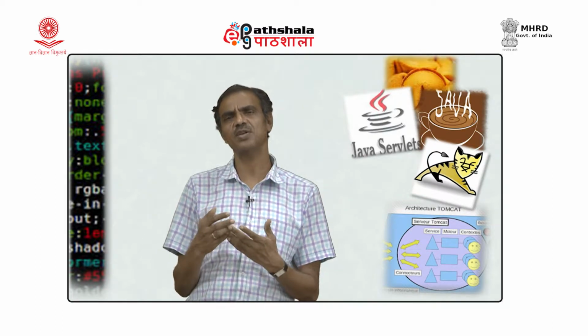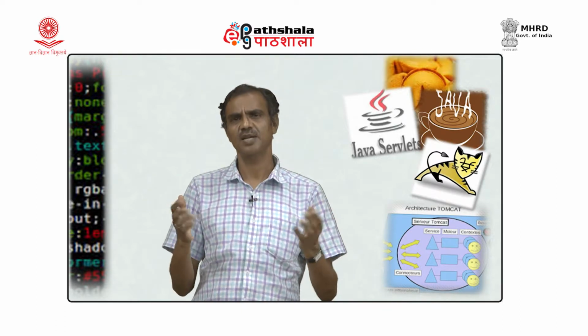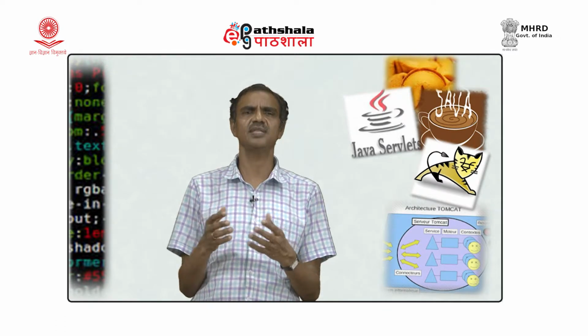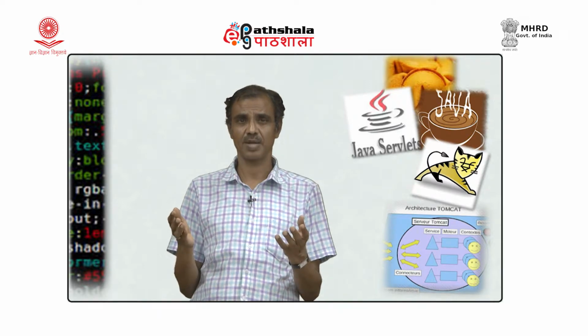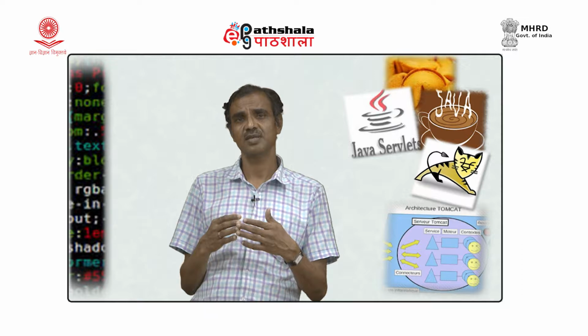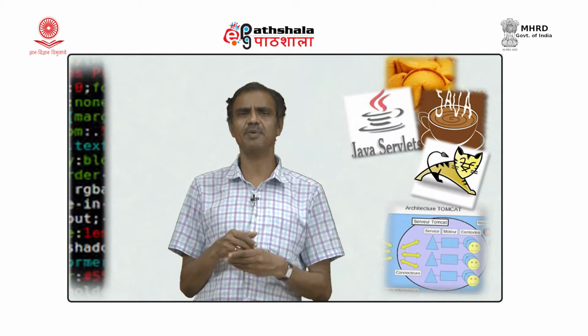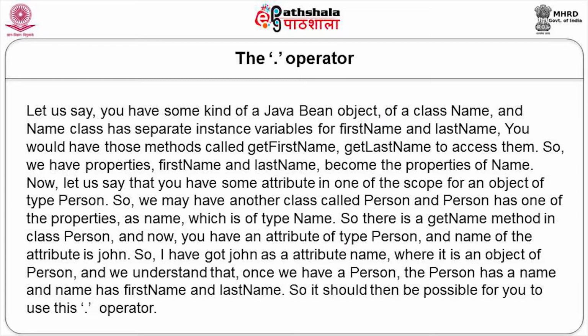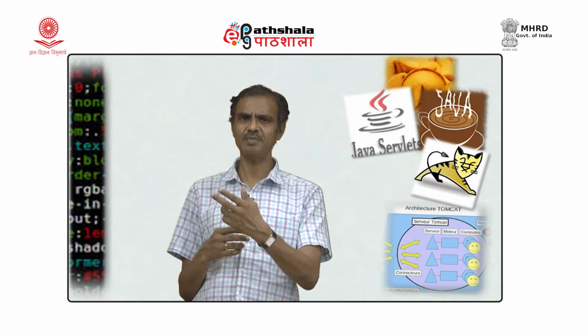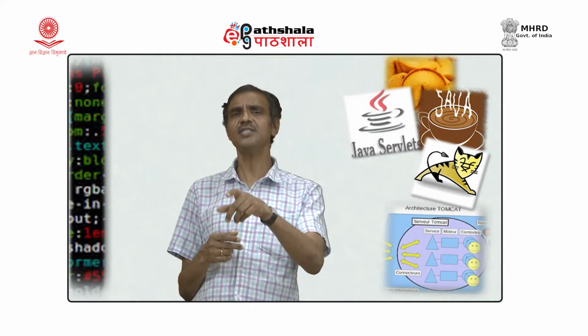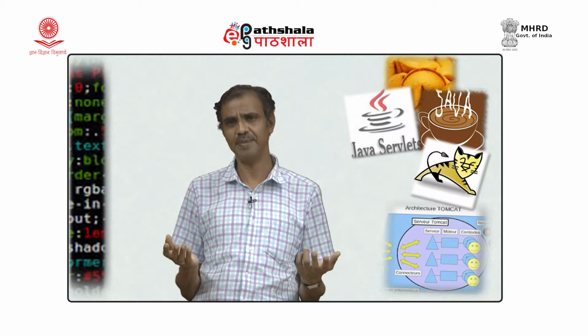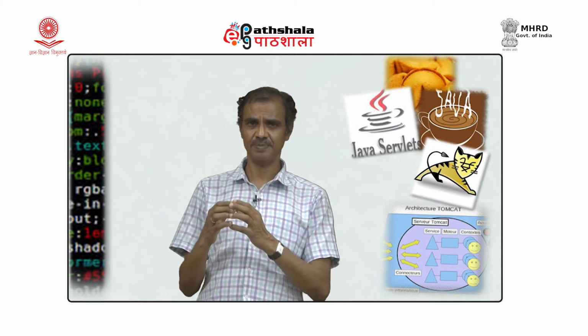Yes, so if you have some kind of a Java bean object, let us say you have an object of a class, let us say we have a class called name, and name class has let us say separate instance variables for first name and last name. Okay. So, if you have name class having first name and last name, you would have those methods called getFirstName, getLastName to access them, and therefore, we have properties. We will say first name and last name become the properties of name. Now, let us say this name.